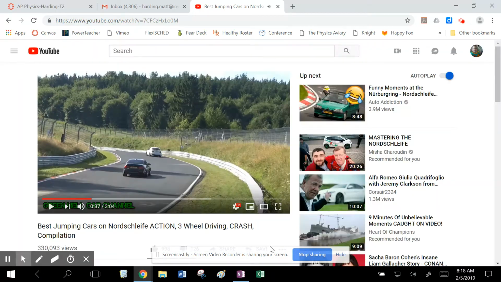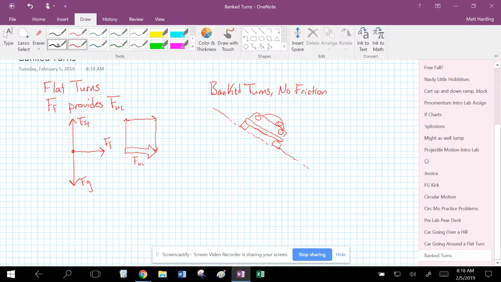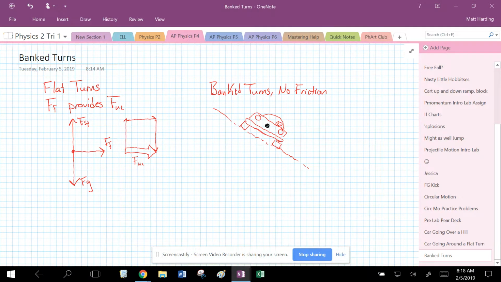All right, and so the reason for that, if you look at it head on, so if the car is coming at you, here's the tires, car, little headlight action there, right? There's a driver. All right, so if the car's coming at you, clearly you're going to have gravity pointing straight down. But then the F_N is going to be perpendicular to the surface, so that's going to be directed something like that.